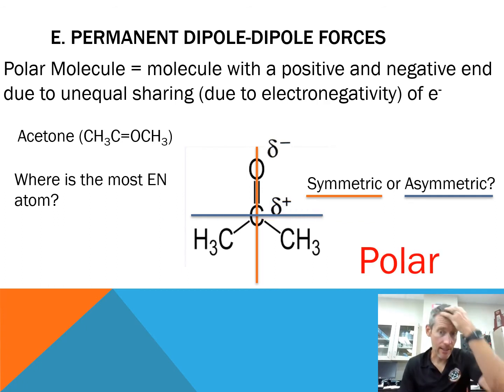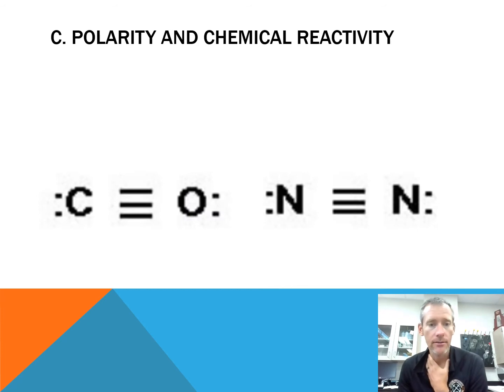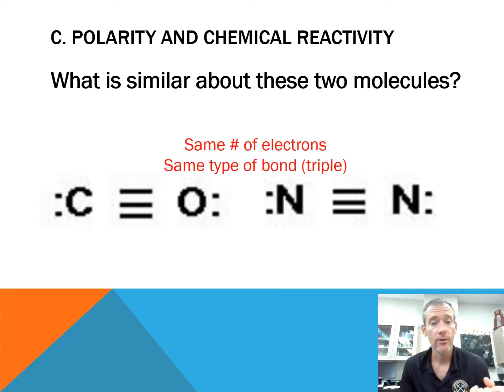So since it's asymmetric in at least one way, it's going to be polar. All right, let's look at carbon monoxide and nitrogen. What is similar about these two molecules? They both have triple bonds, but they're different atoms.